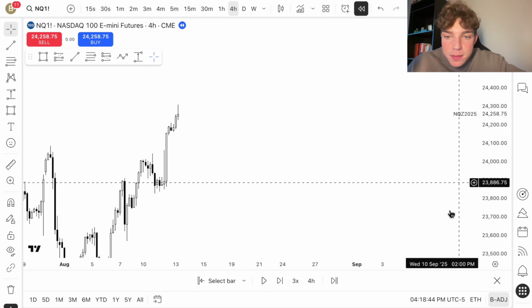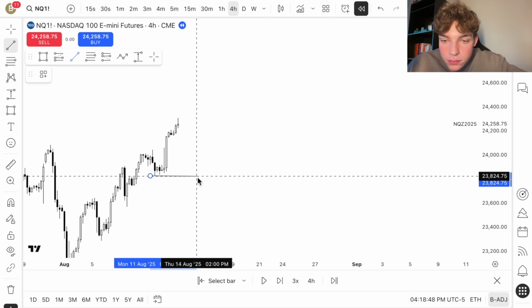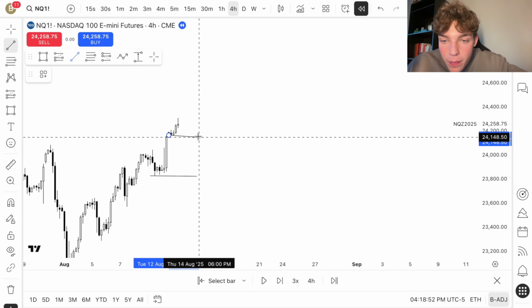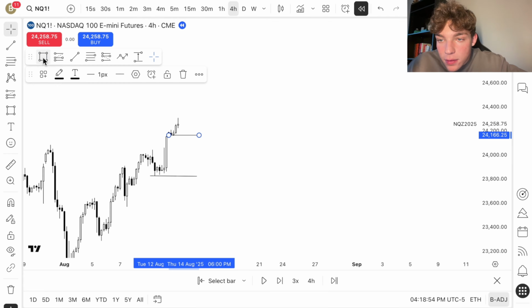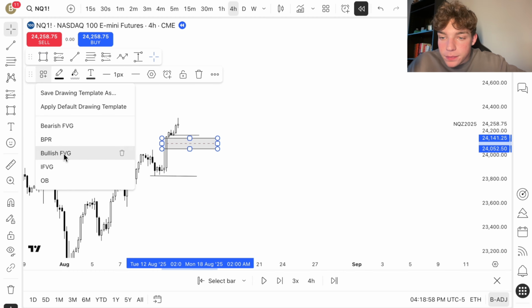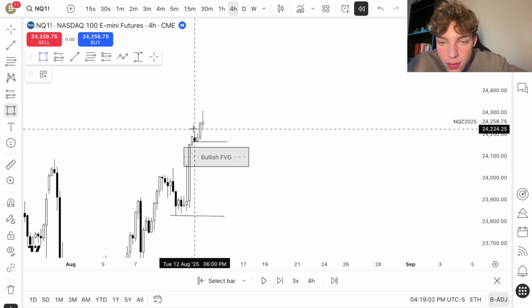All right, I just moved on to a new area of price. Let's do the same thing. Let's mark out our liquidity pools. We have a low. We have a low. And we have a big fair value gap right here, bullish fair value gap. And we have a smaller bullish fair value gap right here.